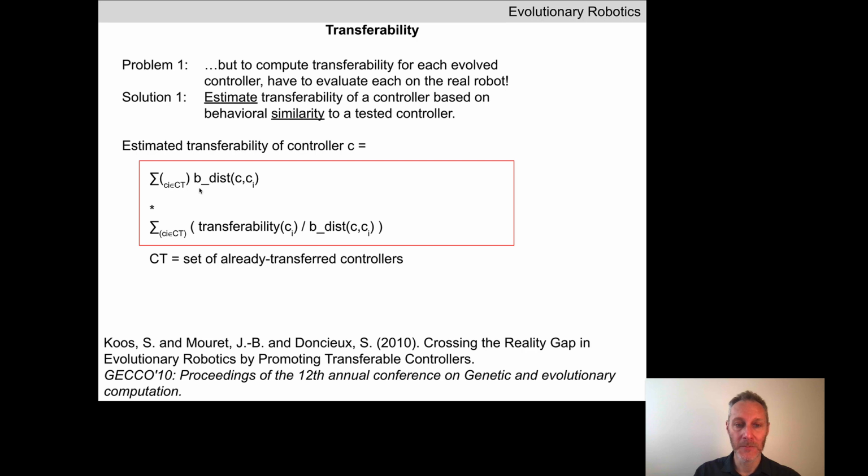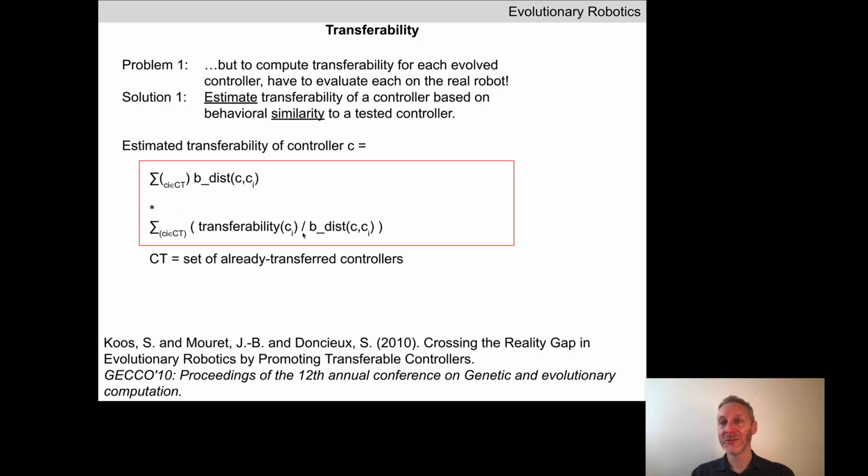So bear with me here. I'm going to start with this term here. So we're going to sum over, we're trying to estimate the transferability of controller C. So we're going to sum over all of the controllers in the set CT, where CT is the set of already transferred controllers. So we're going to assume we've already sent one or more controllers to reality. We're going to take each of those controllers out of CT, one after the other, and we're going to compute the transferability of that controller that we just pulled out of CT. We know exactly what the transferability of that controller is because by definition, we've already sent it to reality.